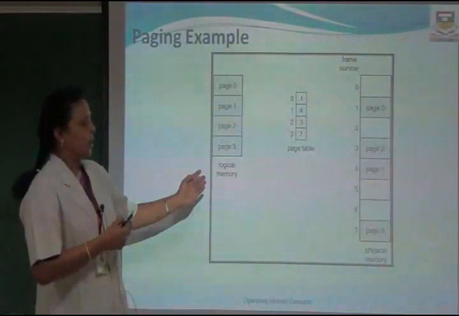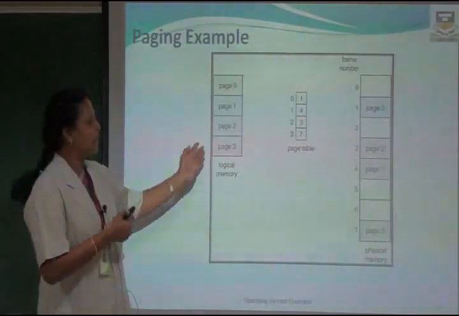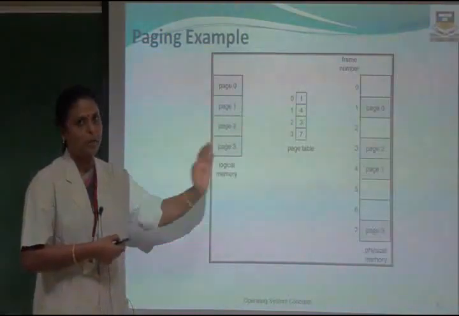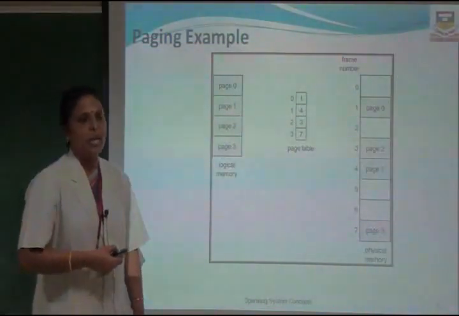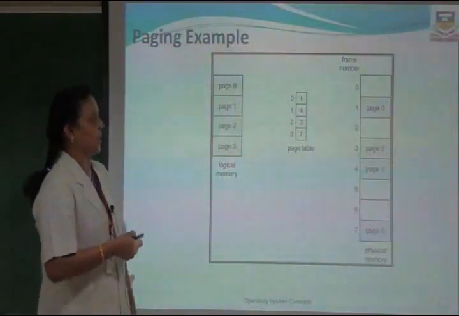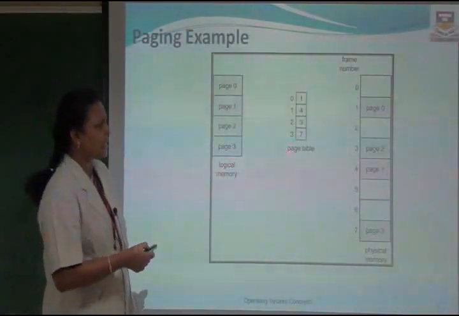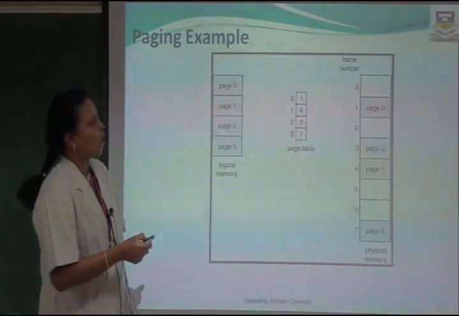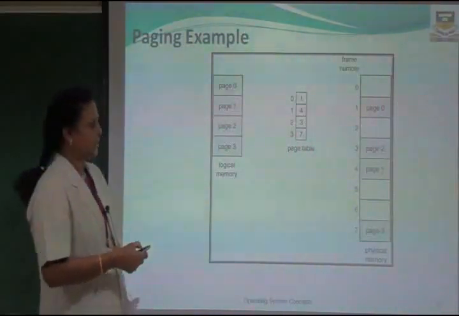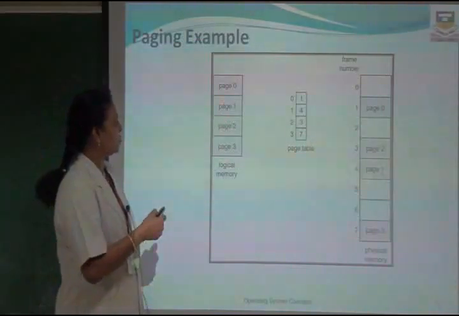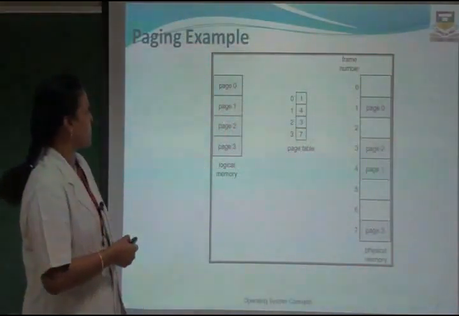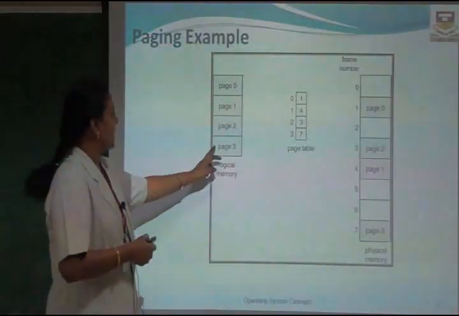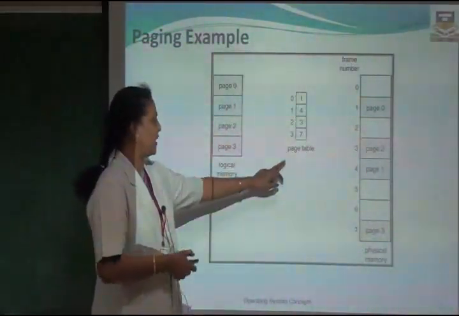When we want to execute a program, the pages from the secondary storage memory should be loaded into the physical memory frames, and for every program there is a separate page table. A separate page table is maintained to keep track of the frame number. Suppose this program or process has 4 pages, from 0 to 3, and its respective page table is available here.